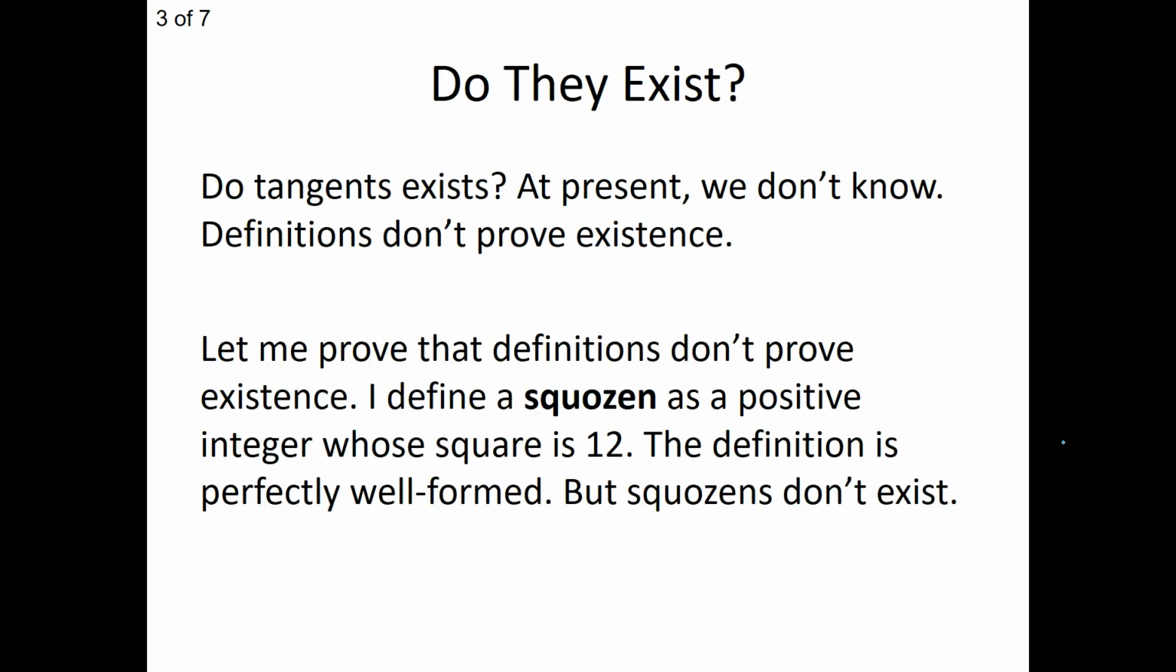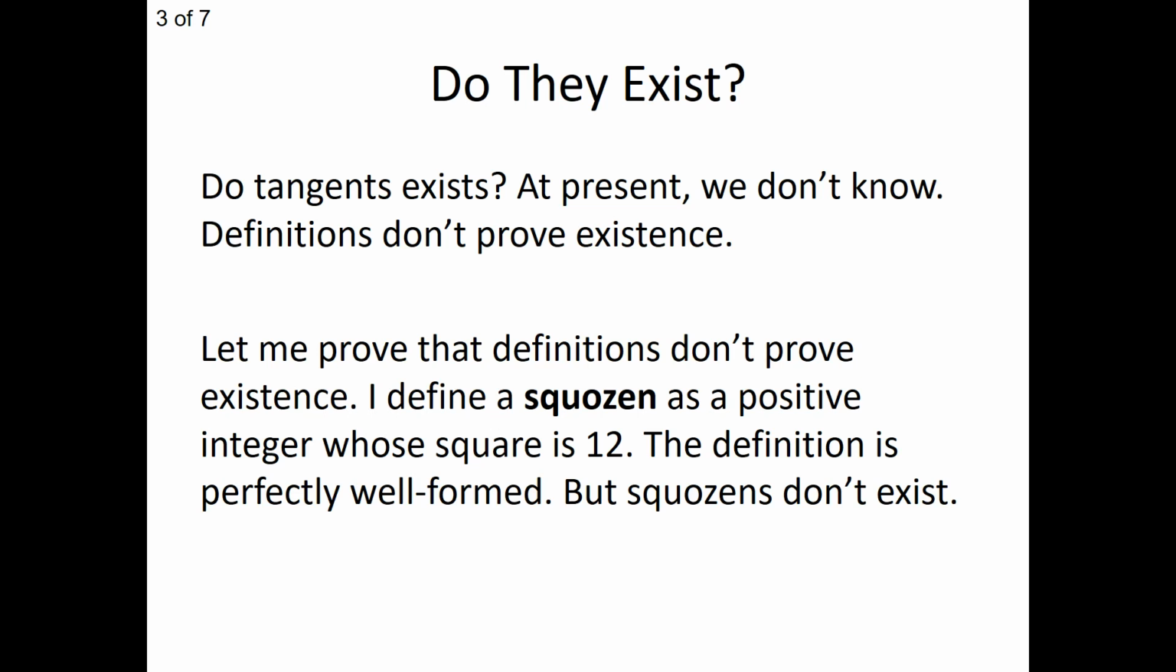Now, the real question we have to ask ourselves is, do tangents exist? Is it even possible for there to be a line and a circle that are coplanar such that they intersect at precisely one point? The thing is, definitions don't prove existence. For example, let me define a word called squazzin. If I define the word squazzin to be a positive integer whose square is 12, the definition is perfectly sound, the reasoning is fine. However, a squazzin doesn't exist, because there is no positive integer such that when we square that number, it equals 12. So just because we have defined something doesn't mean it actually exists.